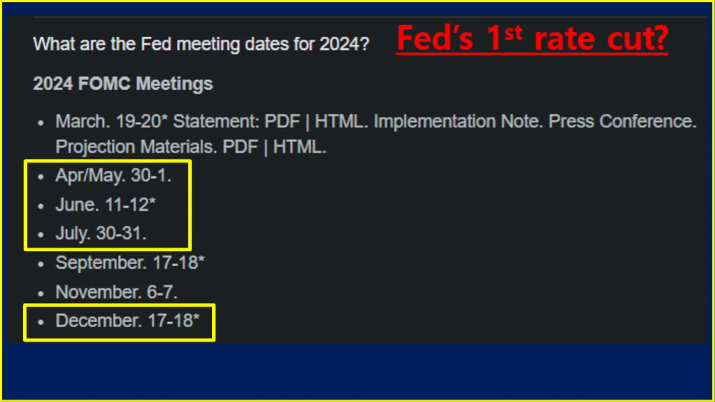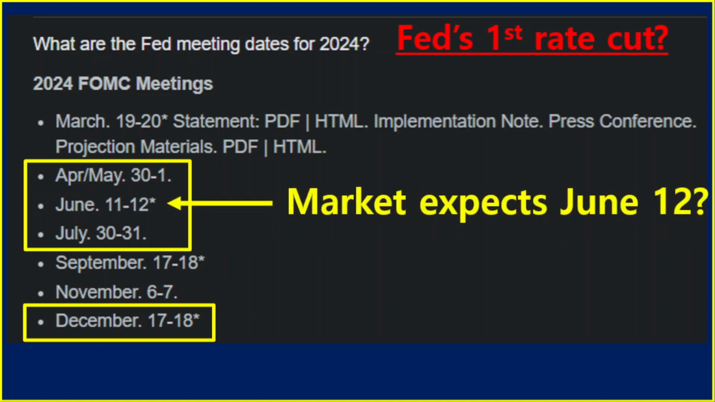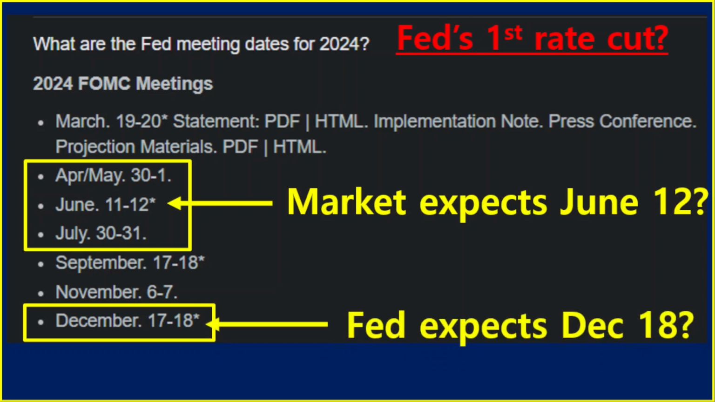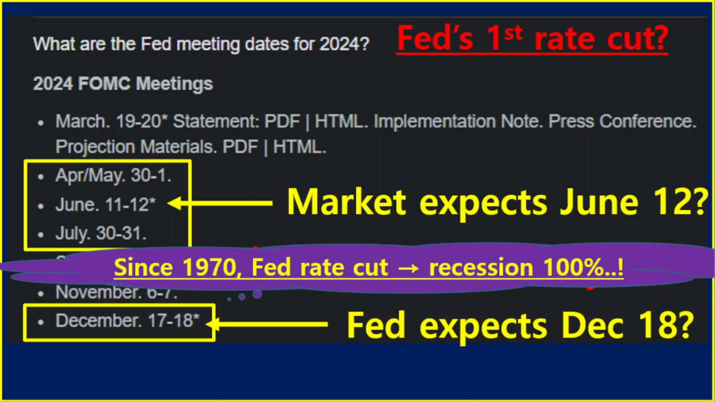We need to check out the Fed's first interest rate cut. The market expects the first rate cut to take place in June this year, but the Fed members mentioned that they are going to have just one single rate cut by the end of this year, which is on December 18th. Who knows? We don't know yet when they are going to lower the interest rate. But what I know is that since 1970, after the Fed lowered its interest rate, a recession came almost 100% of the time. We need to better remember this.